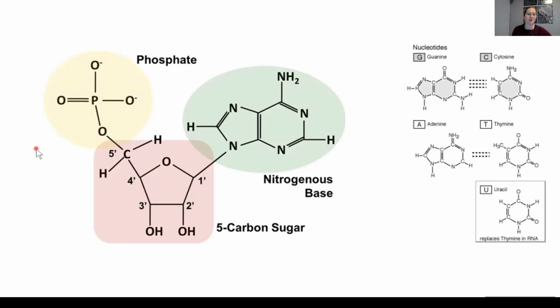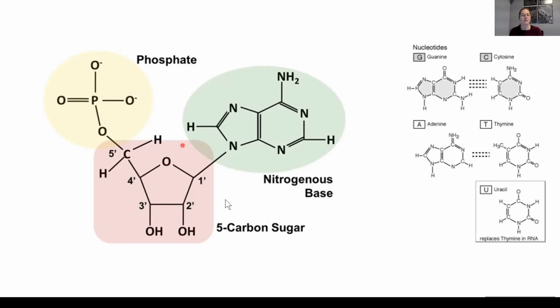So first, I am showing you a nucleotide. This whole thing on the left here is a nucleotide. And a nucleotide is composed of three parts. First, the phosphate group, which is highlighted in yellow. Then the 5-carbon sugar, also called a pentose sugar because it's a pentose shape. And then a nitrogenous base.